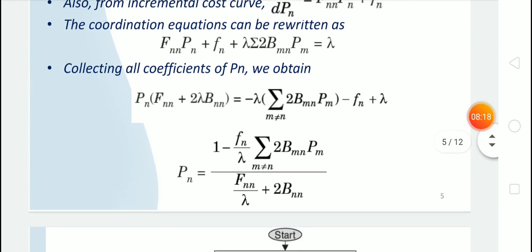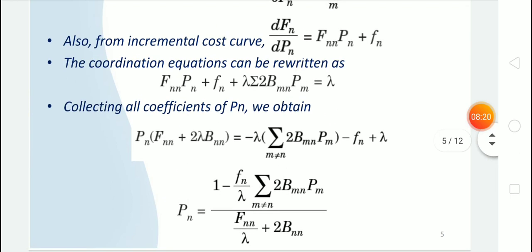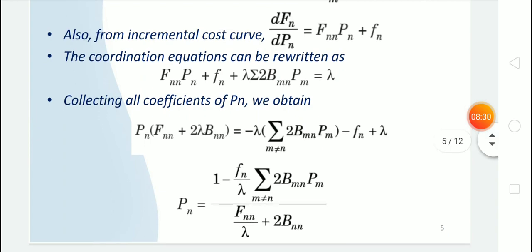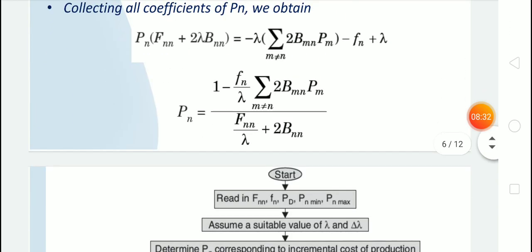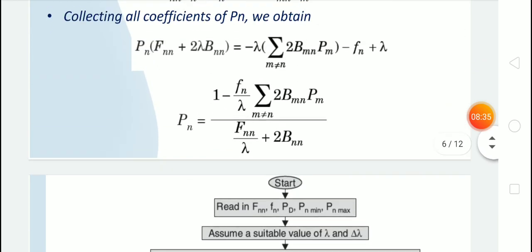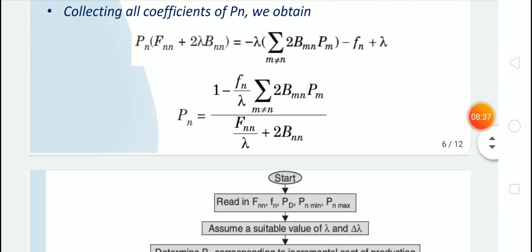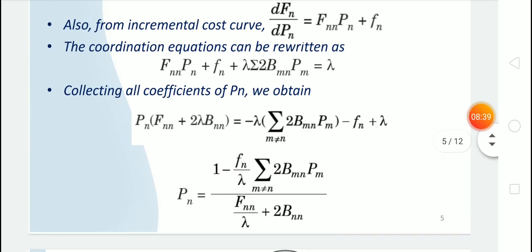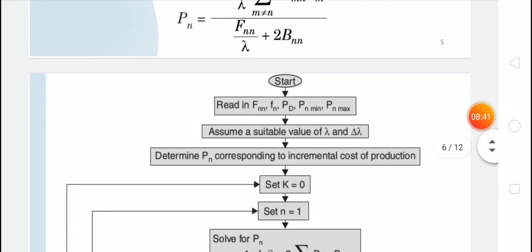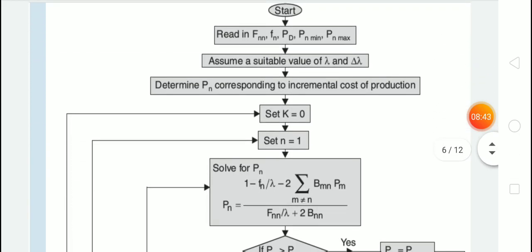So Pn can be written as 1 minus Fn by lambda, sigma m not equal to n, Bmn Pn, divided by Fnn by lambda plus 2 Bnn. So this is the value of generation at nth bus for economic load dispatch condition. We can draw the flow chart for the same.